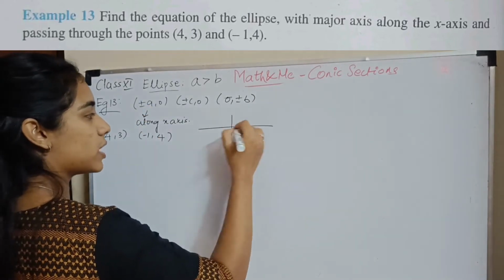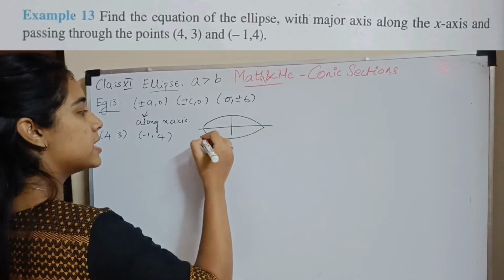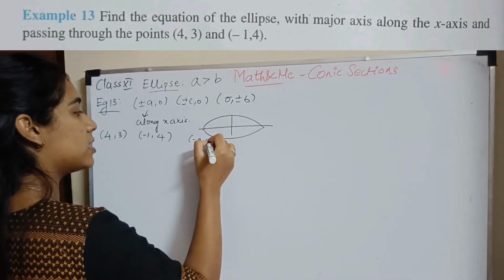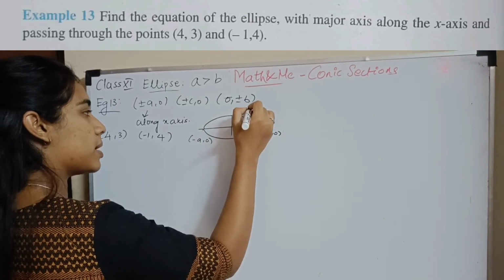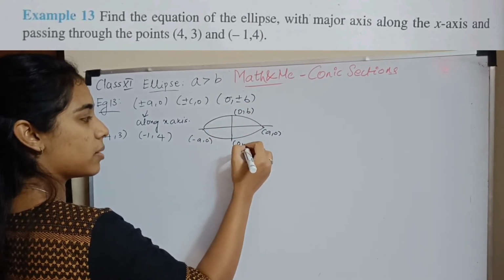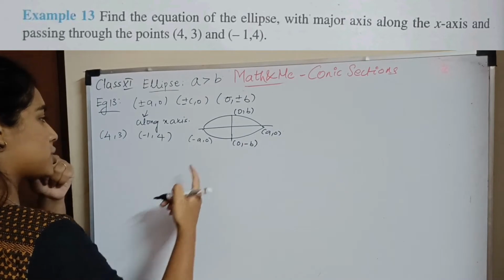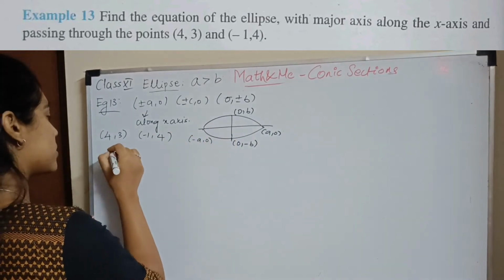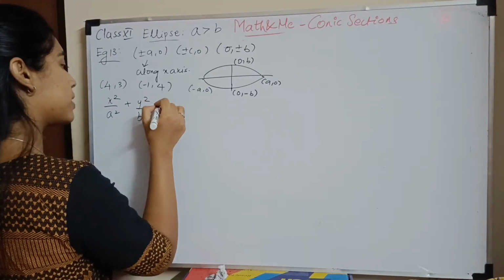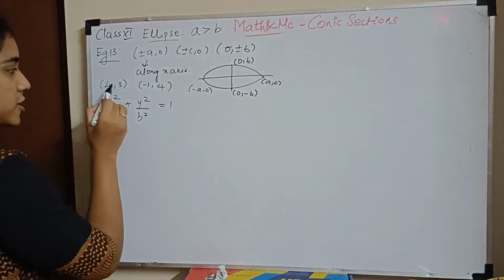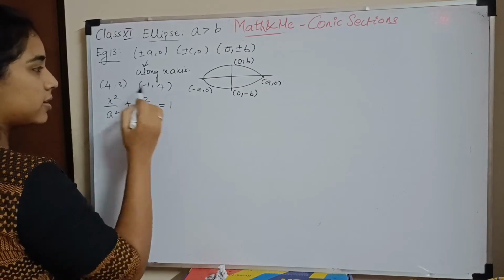So how does your ellipse look like? It looks like this. So this is minus a comma 0 and this is a comma 0. This is 0 comma b and this is 0 comma minus b. So how does your equation look like? With a on the x-axis, it is x square divided by a square plus y square divided by b square equals 1. It is given that this point and this point lie on the ellipse.